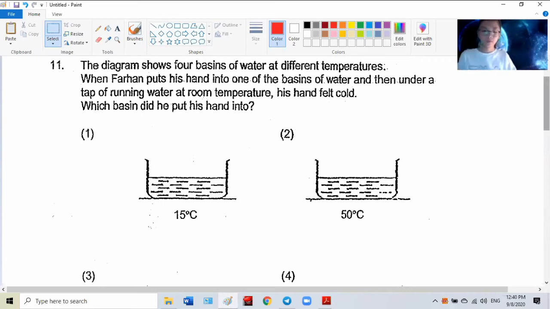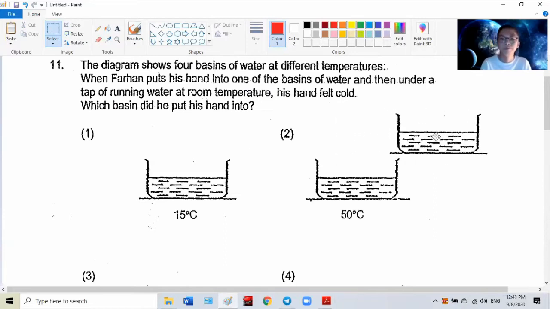Next one. The diagram shows 4 basins of water at different temperatures. When Farhan put his hand into one of the basins, you know what he did? He put his hand into one of the basins of water and then placed it under the tap water. Okay, let me show you. He first lays his hands into the water here. He placed his hands into this water.